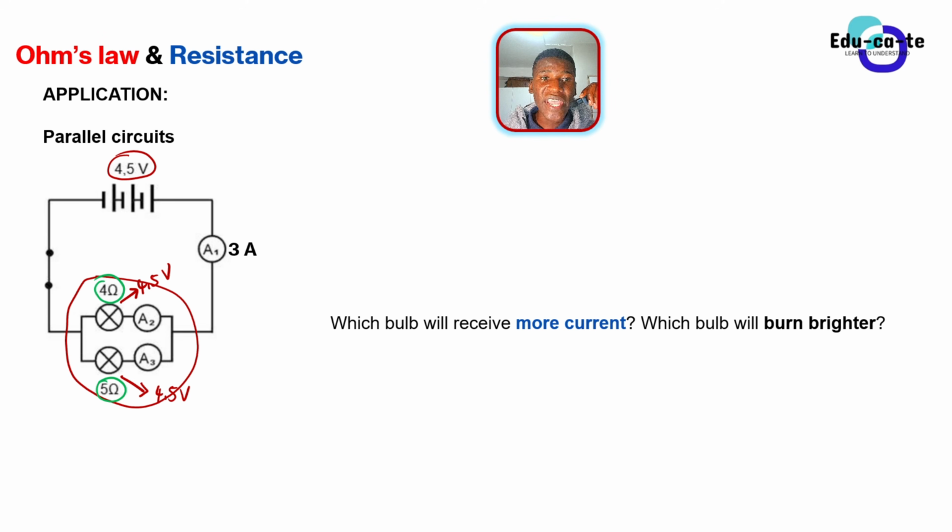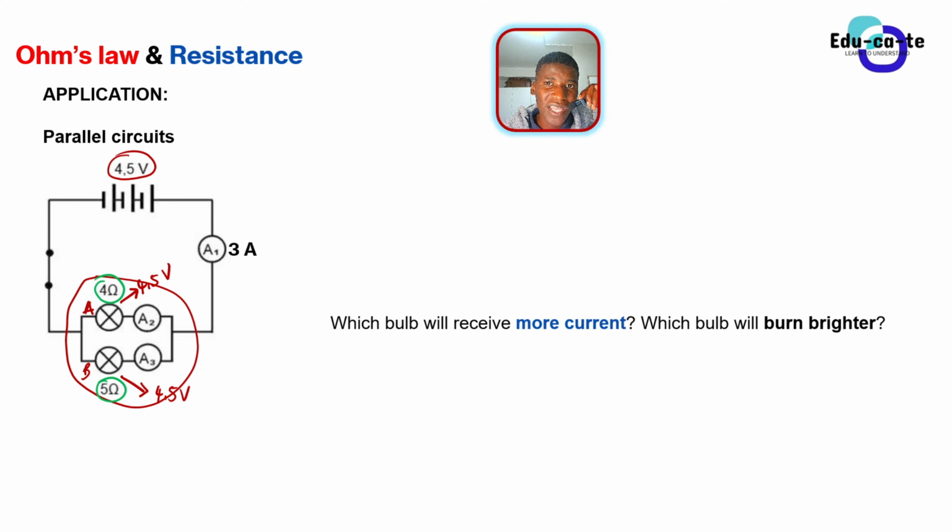So here we can now argue about the current. Which component, or which light bulb, will have the greatest current? So between 4 ohms and 5 ohms, which light bulb? Let's just say this is light bulb A, and this is light bulb B, both of them having resistances. A having 4 ohms resistance, B having 5 ohms resistance. Which one will receive more current, or which one will burn brighter? Because basically when the bulb is receiving more current, it will be brighter.